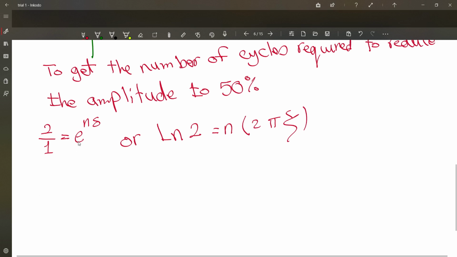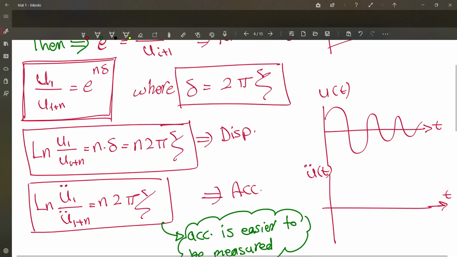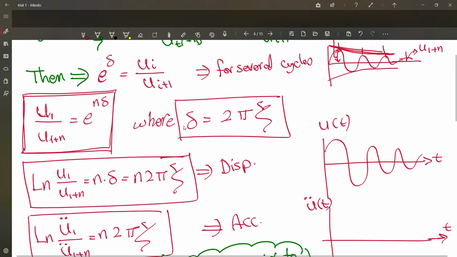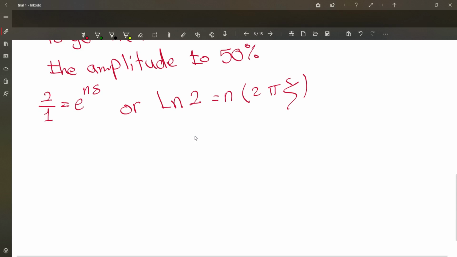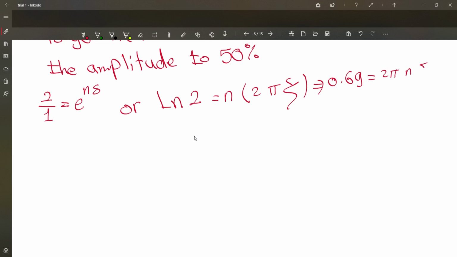Remember this? This is n and e, and then the sigma here is going to be 2 pi psi. Remember that we have said that before. 2 pi psi, which is sigma, which is the logarithmic decrement. Okay, so based on this, what is the ln of 2? Here we can say this ln of 2 equals almost 0.69, and it equals 2 pi, which is a constant here, n psi.